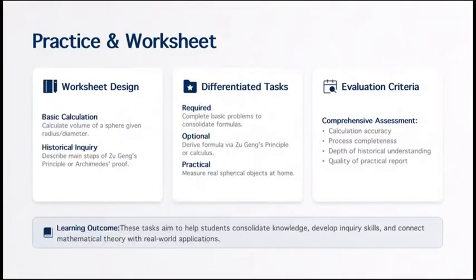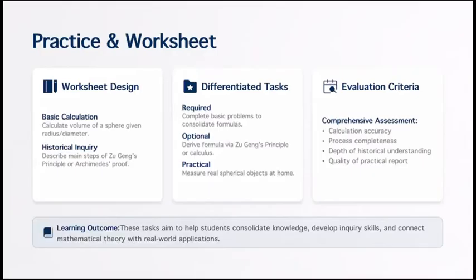To consolidate learning effects, we have also designed differentiated practices and worksheets. Basic calculation problems help everyone proficiently master the method of finding the sphere's volume, given radius or diameter, laying a solid foundation. Historical inquiry problems ask everyone to describe the main steps of Huygens' principle or Archimedes' proof, deepening the understanding of the derivation process.